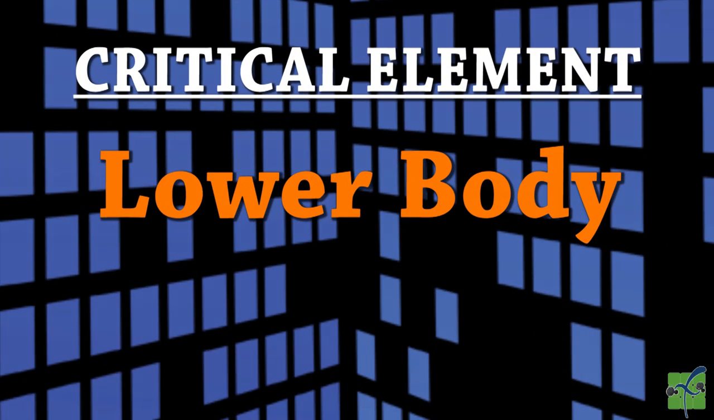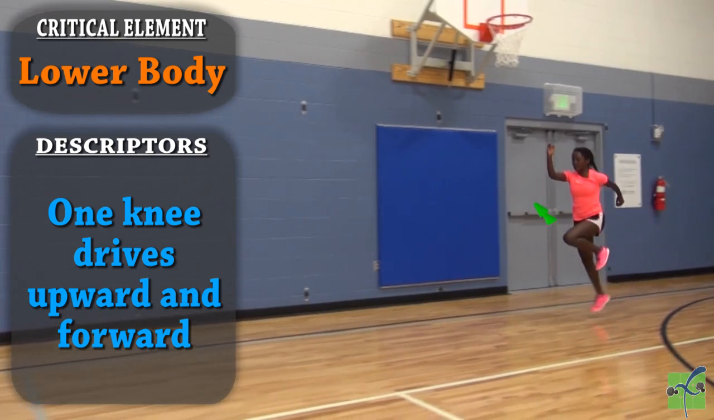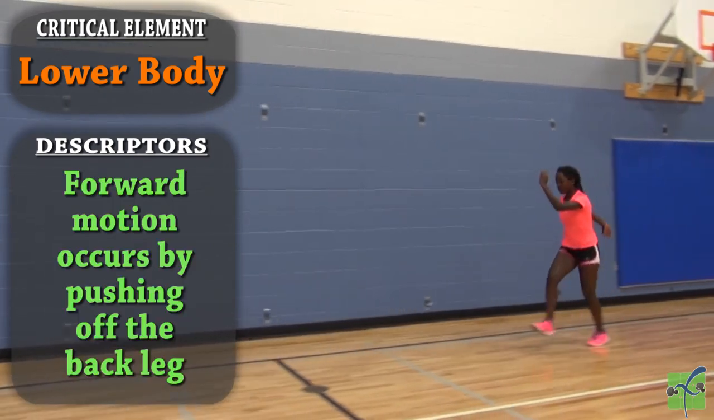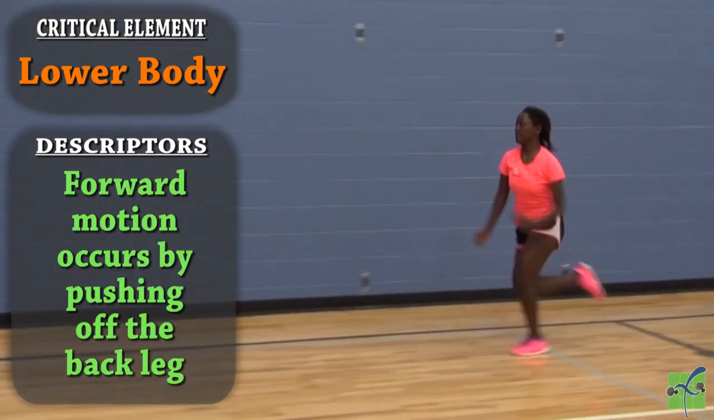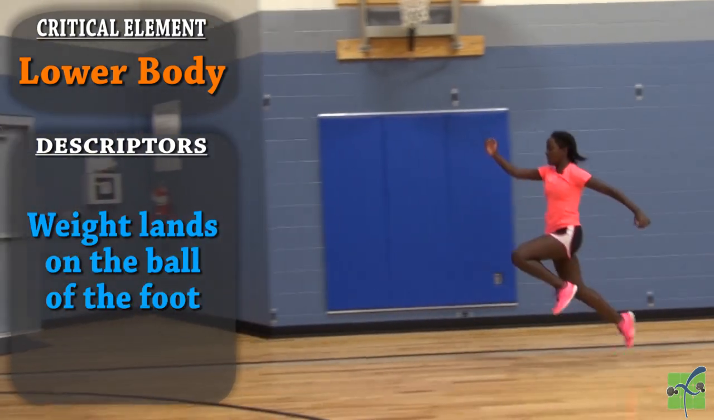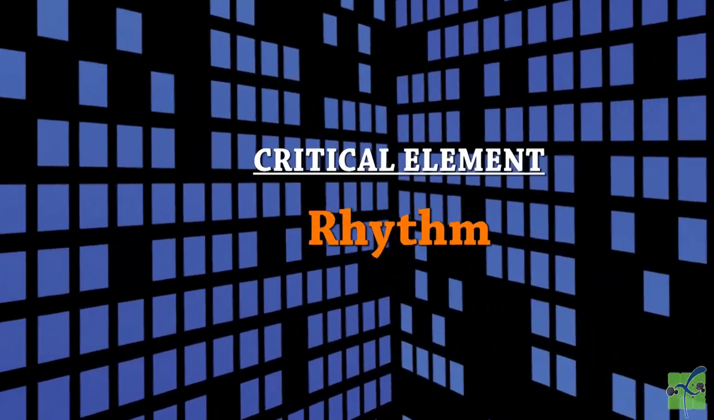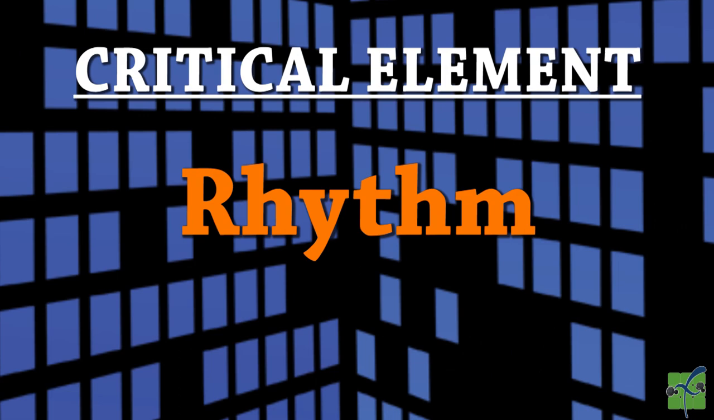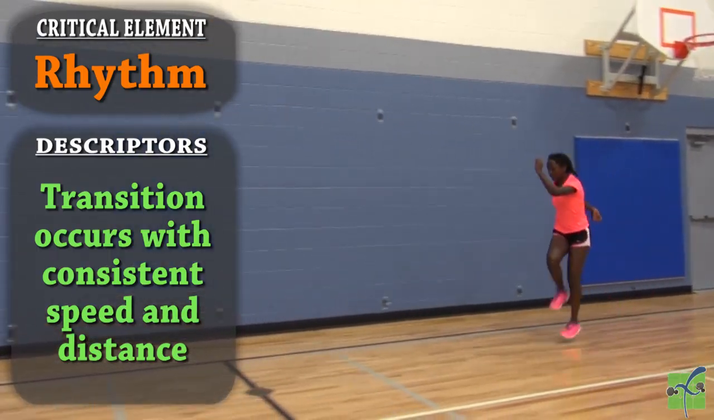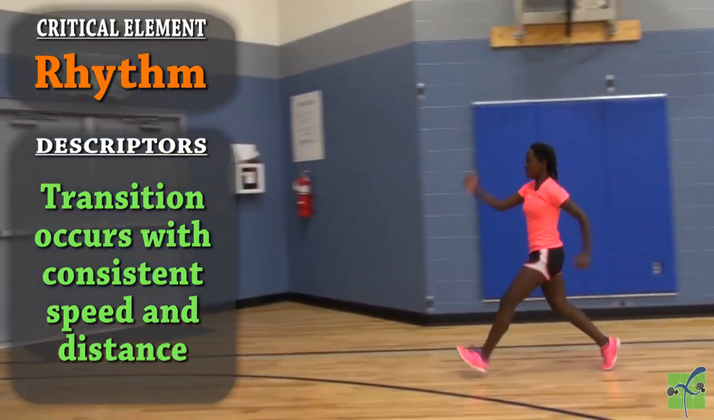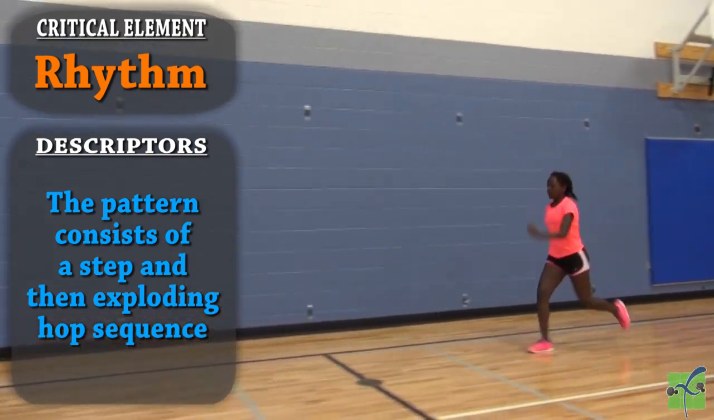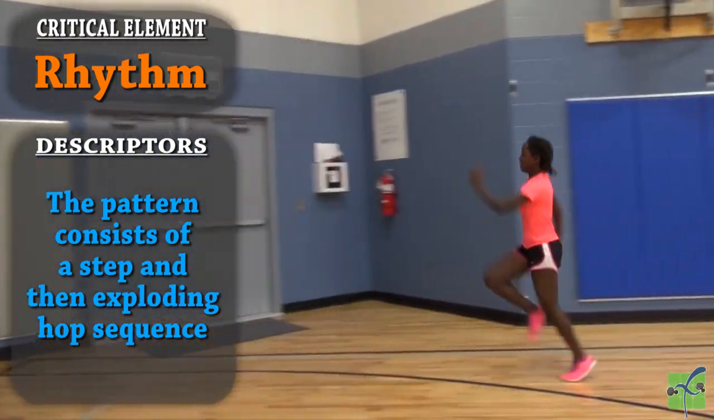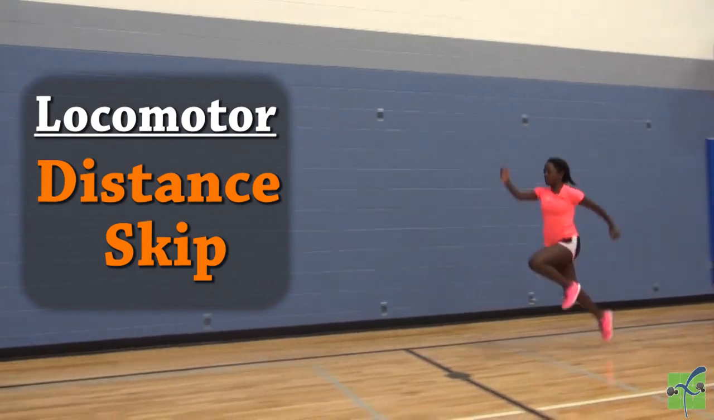The lower body. One knee drives upward and forward. Forward motion occurs by pushing off the back leg. The weight lands on the ball of the foot. Rhythm. Transition occurs with consistent speed and distance. The pattern consists of a step and then an exploding hop sequence. Distance skip.